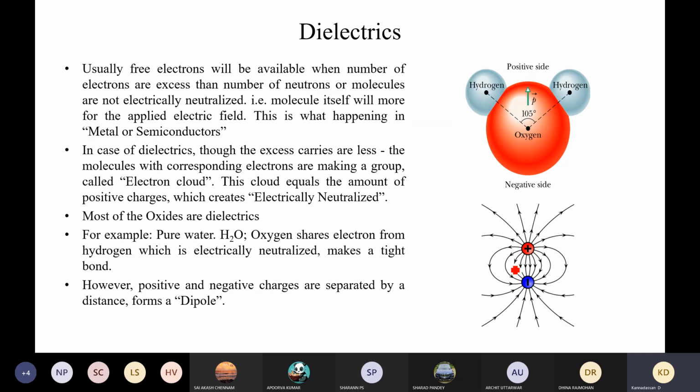Then we moved to dielectrics. Out of these two classifications, metal and dielectrics, under the dielectrics all the other materials will come, at least in the classical sense. There you get the semiconductors and so-called magnetic materials all the way. So all that comes under dielectric materials only.